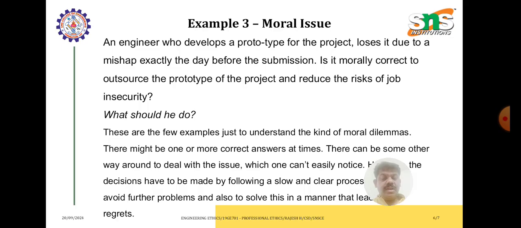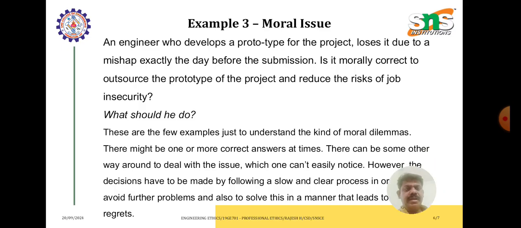So thus, in conclusion, with all the three moral issues, there are a few examples just to understand the kind of moral dilemmas. There might be one or more correct answers at times. When you're responding, your response may not match with others' responses. A group of responses may not be similar. So there can be some other way around to deal with these kinds of issues which one cannot easily notice. However, the decisions have to be made by following a slow and clear process in order to avoid further problems and also to solve this in a manner that leads to no regrets.